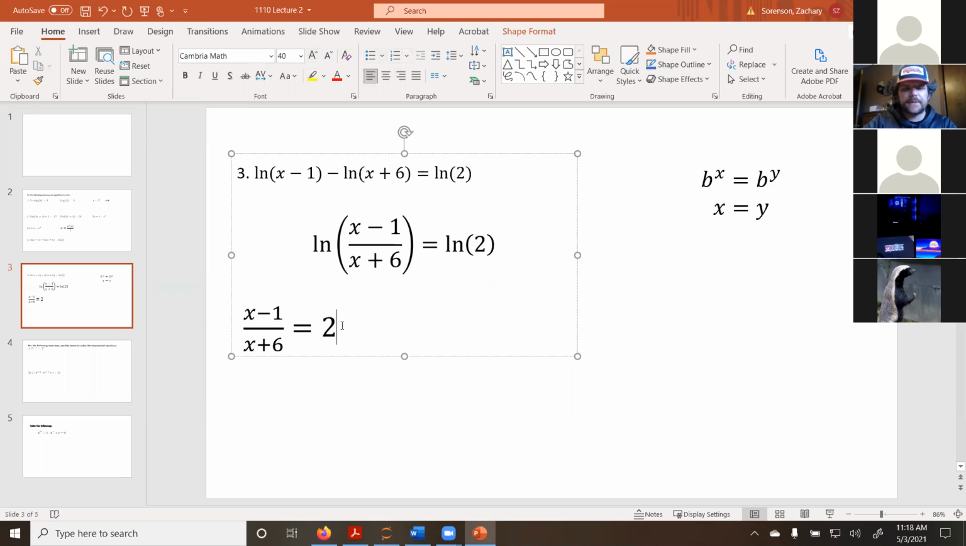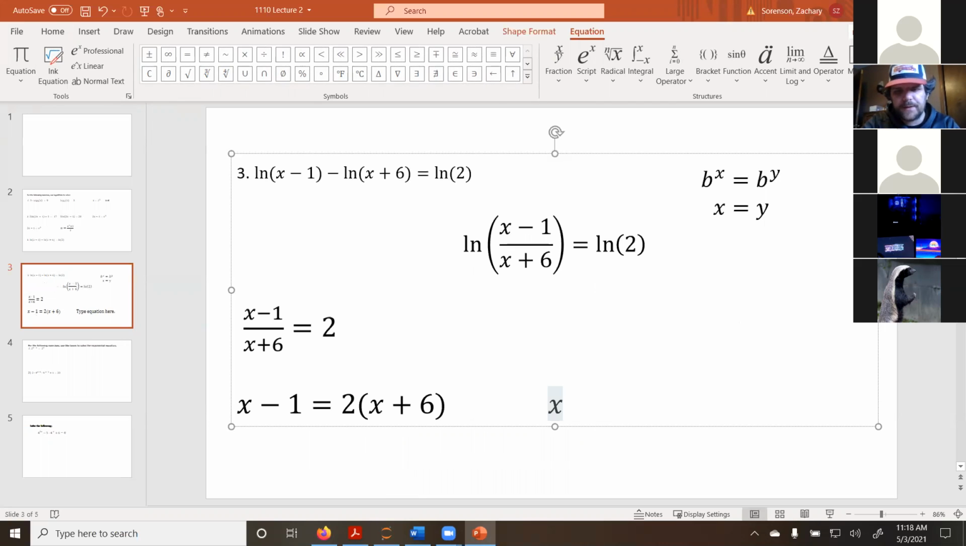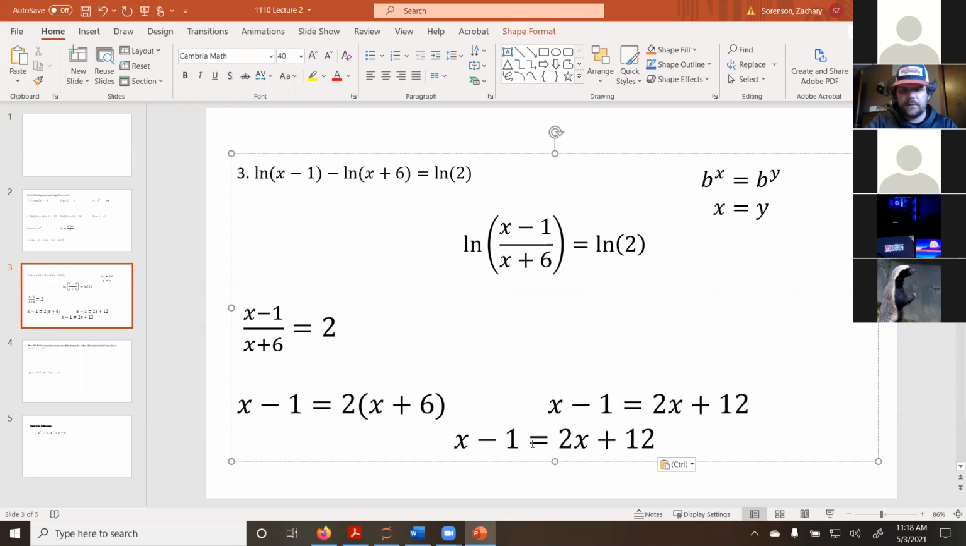So since we've solved this before, and since I do want to give you guys a chance to review this, to solve this, I don't like having x in the denominator, so I will multiply both sides by x plus 6. I will then distribute on the left side. I feel like my equation just keeps getting bigger and bigger. So x minus 1 equals 2x plus 12. I'm going to subtract x from both sides and subtract 12 from both sides. We'll get 2x minus x is just a single x. Negative 1 minus 12 is negative 13. And there is my answer.